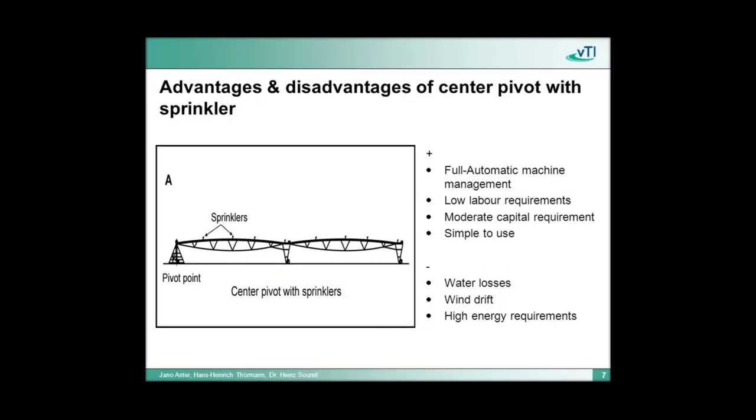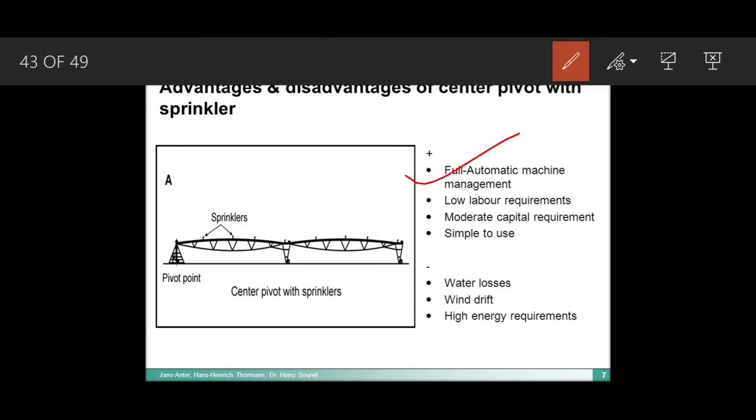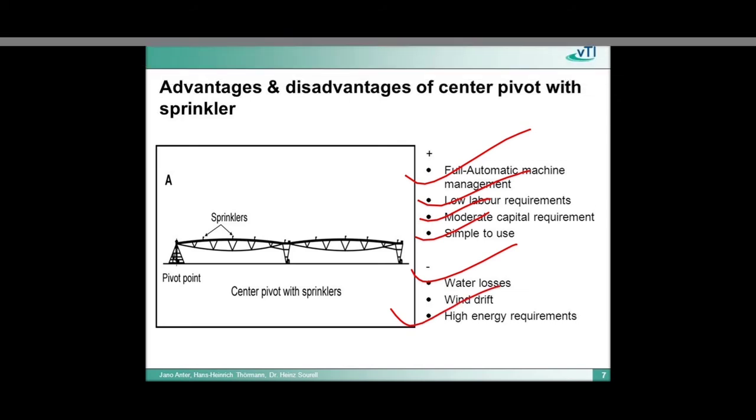I hope you understood. Just see this picture. I'll point out the features. Fully automatic machine management, low labor, much labor is not required. Only 2-3 people are needed because it is fully automatic, and this machine works on its own. Moderate capital requirement and simple to use. Then the disadvantages: loss of water, because wind can really affect the performance of this machine, similar to sprinkler irrigation, and high energy requirement. A lot of electricity is required to operate such a machine.